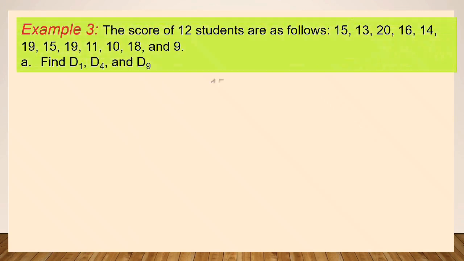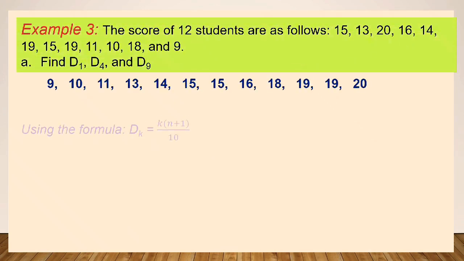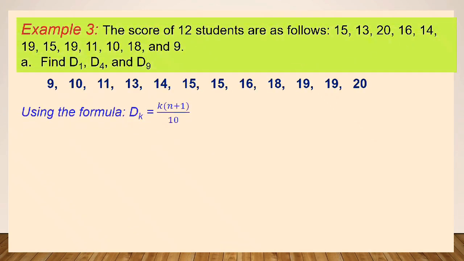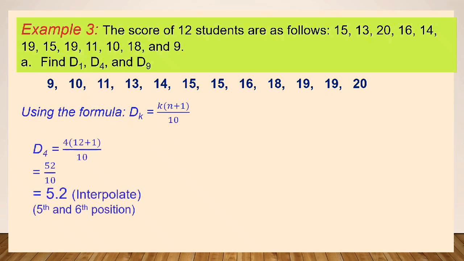For our D sub 4, we are going to apply and substitute the value. So we have 4 times the quantity 12 plus 1 all over 10 results to 5.2. So just like D sub 1, we're going to interpolate this, class. It's because we have a decimal number. So first, locate the position. Where is 5.2 located? That is between the 5th and the 6th position.